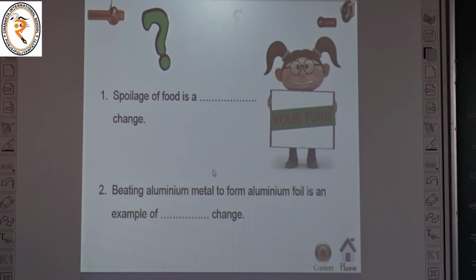Spoilage of food is a what change? It is a chemical change. Why? Because we cannot get the pure food from the spoiled food, isn't it? So it is a chemical change.